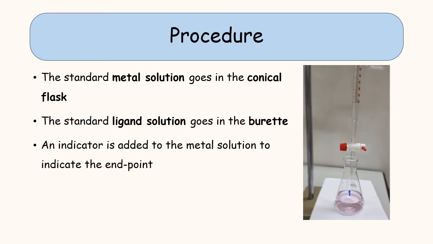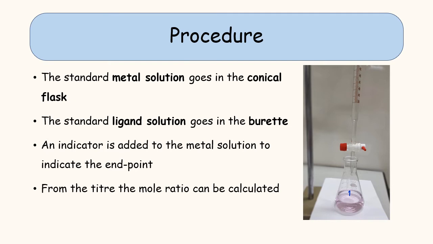You will have an indicator. Now the indicator needs to be something that will change colour when all of the metal in the conical flask has been used up, has been bound to all of the ligand. Or it can be another metal that when you have excess ligand, as soon as there's one extra drop of ligand, that metal will form a complex that turns colour. You don't really need to worry about the indicators for this, just that they are used.